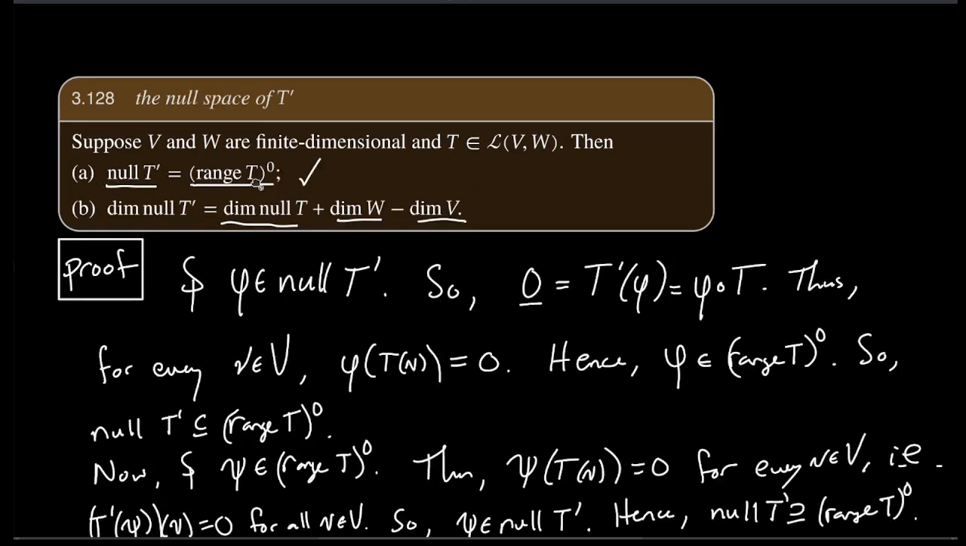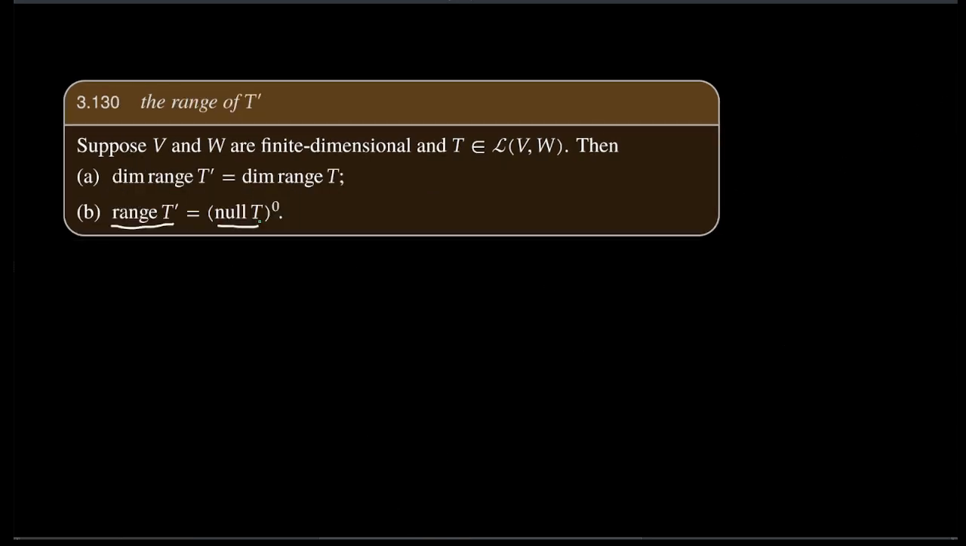The annihilator of the range of T is the null space of T prime, while the annihilator of the null space of T is the range of T prime. You just flip null and range, and you turn primes into zeros. What a nice formalism. Consequently, since we know a nice formula for the annihilator of something, we will get that the dimension of the range of T prime is equal to the dimension of the range of T. Kind of nice. So let's prove it.